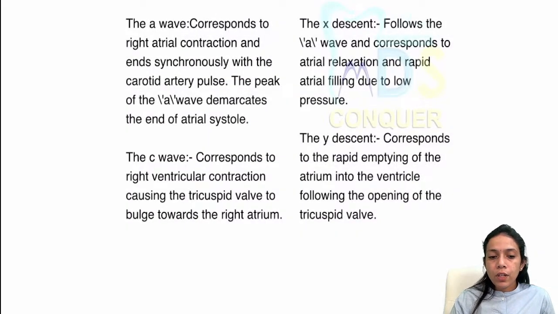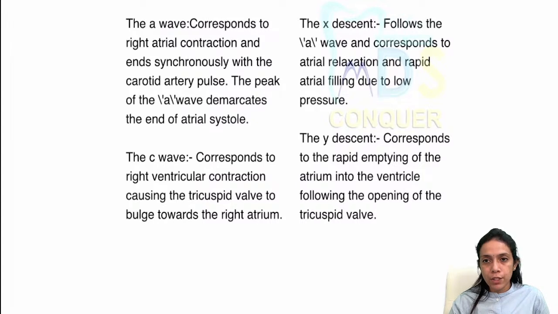So the A wave corresponds to the right atrial contraction, as already shown in our previous picture. C wave, ventricular contraction, and the tricuspid valve will bulge. Okay, as already shown. The X descent will follow the A wave and will have atrial relaxation.